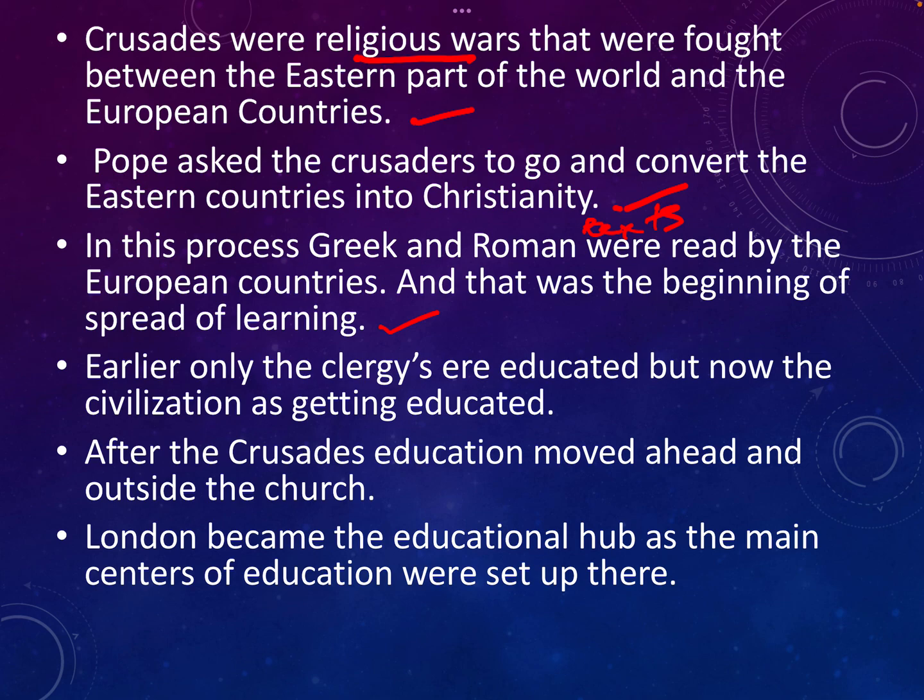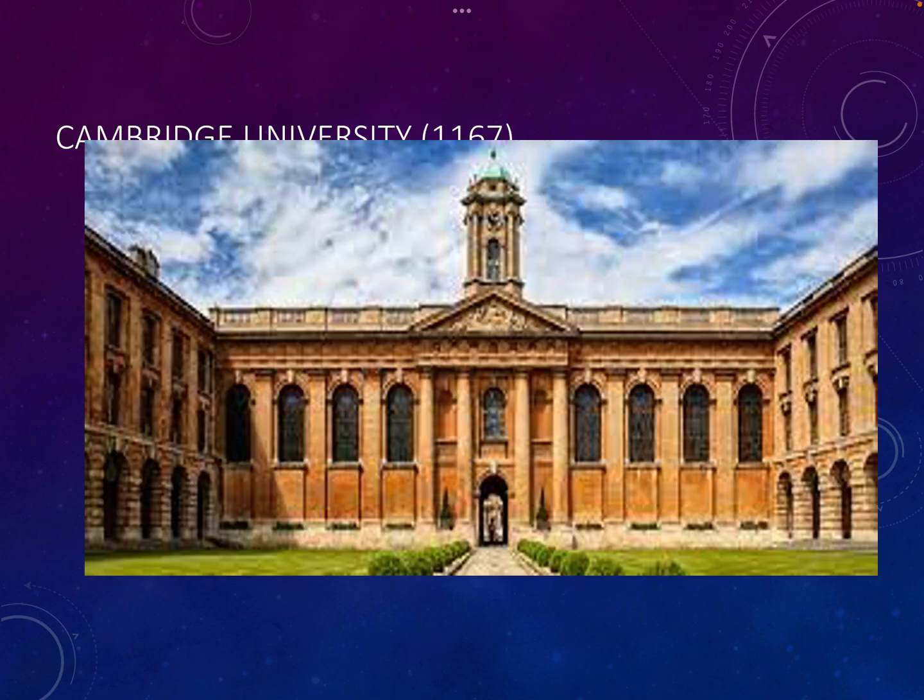The spread of learning. Earlier, only the clergies were educated, but now the civilization was getting educated. After the Crusades, education moved ahead and outside the church. Why? Because earlier only the clergies were educated. And London became the educational hub as the main centers of education were set up there. The two big institutions were set up during the 11th and the 12th century.